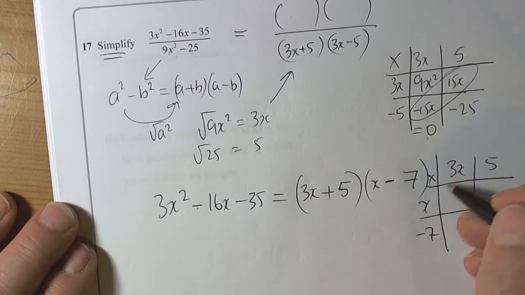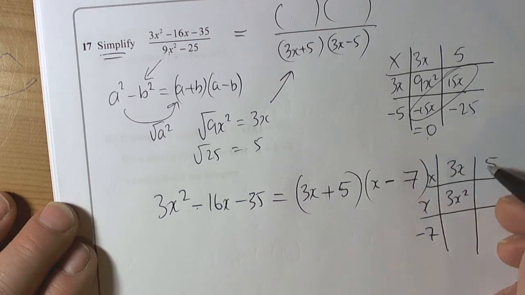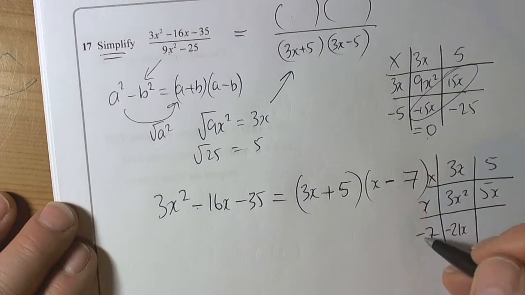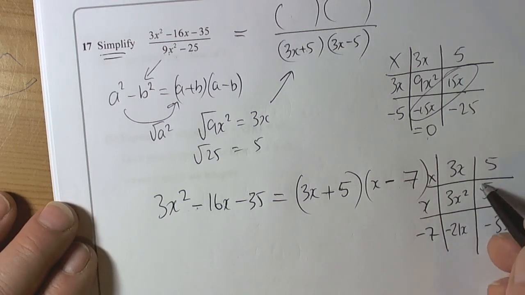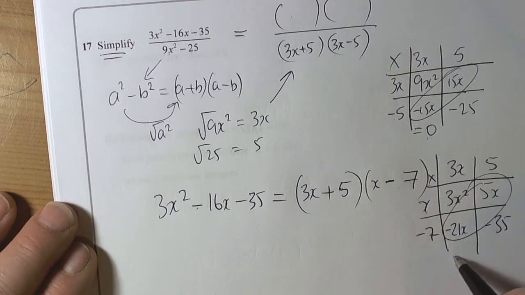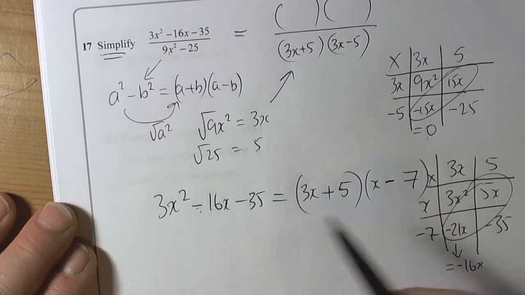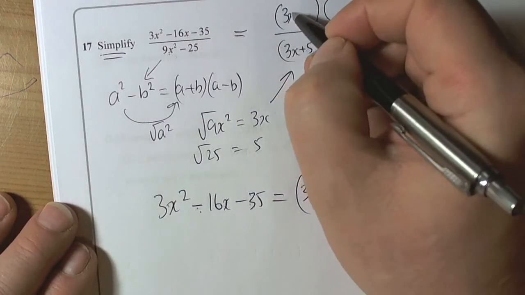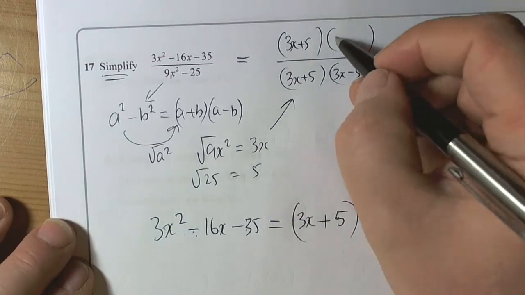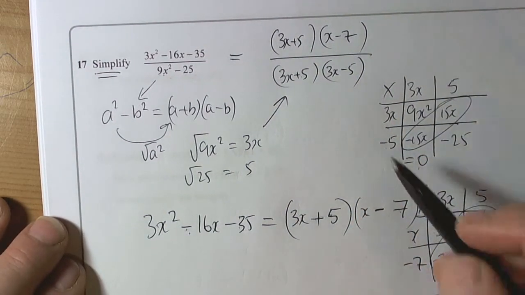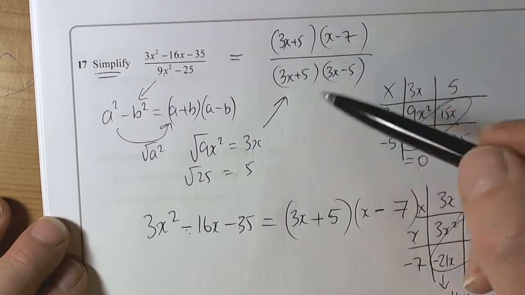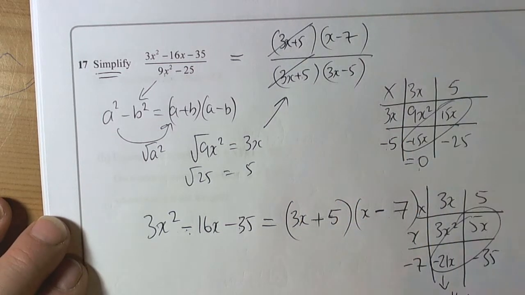So 3x times x, 3x squared. 3x times negative 7 is negative 21x. x times 5 is 5x, and negative 7 times 5 is negative 35. And then of course bring the two like terms together here, and that equals negative 16x. Got that, got that, got that. So the top of this then becomes 3x plus 5 and x minus 7. And basically then we can look at this and see, well, what's the same? That's the same as that. So we're left on the answer line with x take away 7 over 3x take away 5.